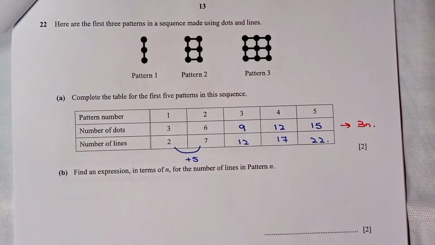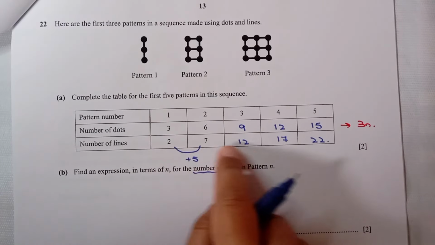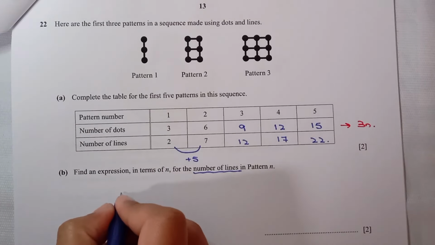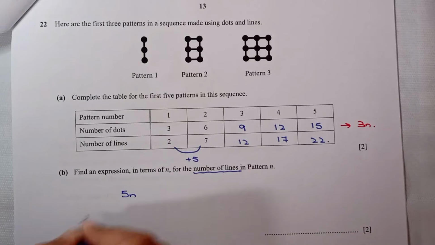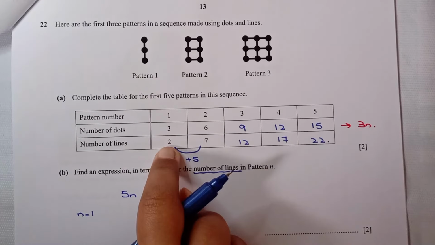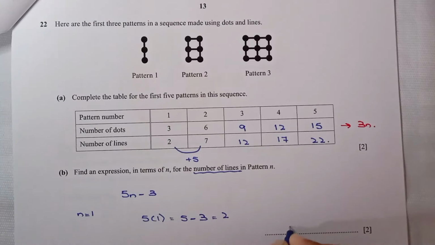Okay. Now for the B part, find an expression in terms of n for the number of lines in pattern n. So you can see for the number of lines we have 2, 7, 12, 17, 22. So these are increasing by 5. So we can say 5n. Right, so for the first pattern when n is 1, this would be 5 times 1, which is equal to 5, but the first must be 2. So for 5 we need to subtract 3 to get 2. So this is 5n minus 3.